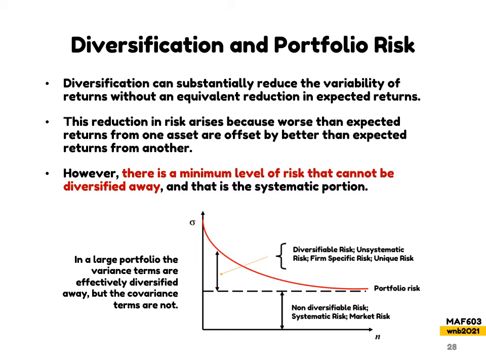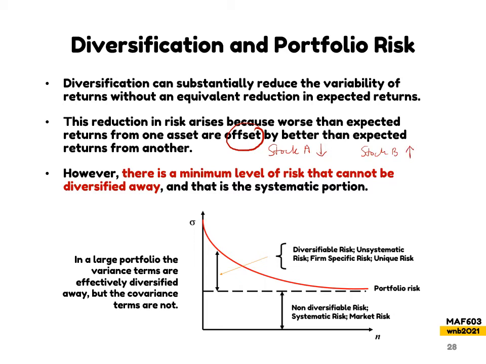Why can diversification reduce risk? This reduction in risk arises because worse than expected returns from one asset are offset by better than expected returns from another. So this is why diversification can reduce the risk. Maybe you expect stock A to increase a bit and stock B price to increase.